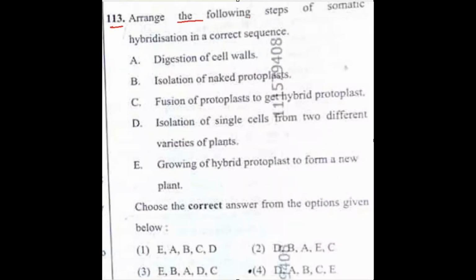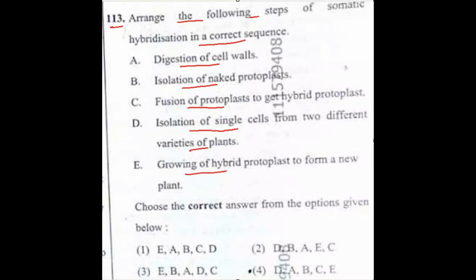113. Arrange the following steps of somatic hybridization in a correct sequence. A. Digestion of cell walls. B. Isolation of naked protoplasts. C. Fusion of protoplasts to get hybrid protoplasts. D. Isolation of single cells from two different varieties of plants. E. Growing of hybrid protoplasts to form a new plant.